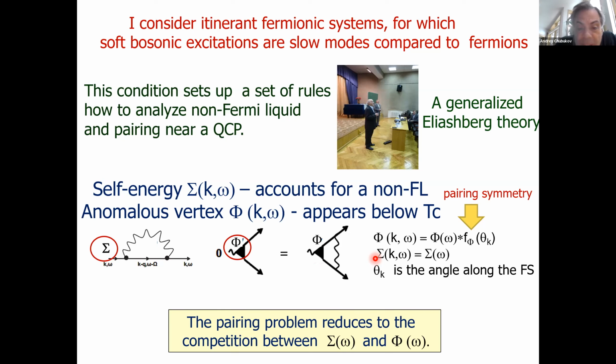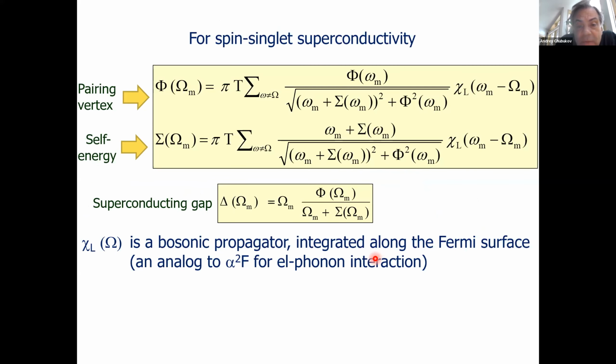Namely, the pairing problem reduces to competition between two frequency-dependent parameters. So the problem becomes entirely dynamic. One is self-energy, another is pairing vertex. And you can even write down the two equations. These are nonlinear coupled equations for the pairing vertex, which accounts for pairing, and self-energy, which accounts for non-Fermi liquid. The superconducting gap is proportional to phi, but with some denominators that depend on sigma, so in details.